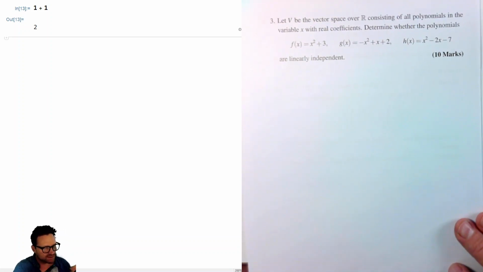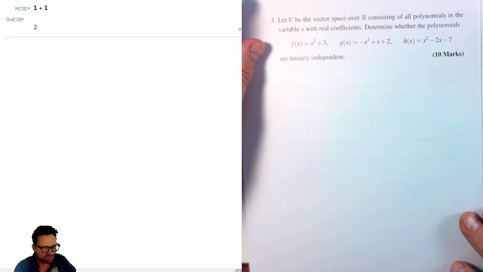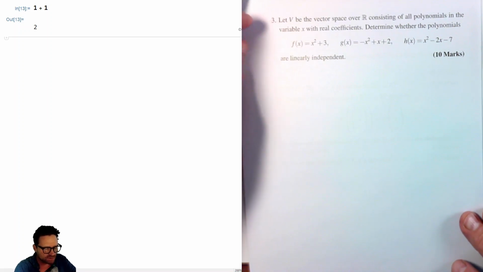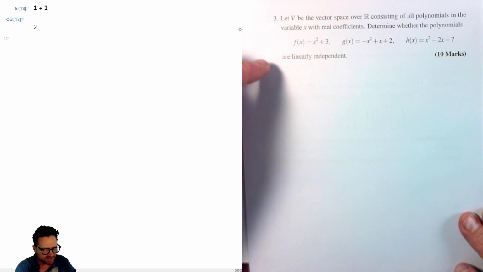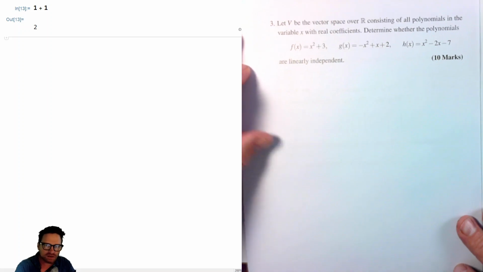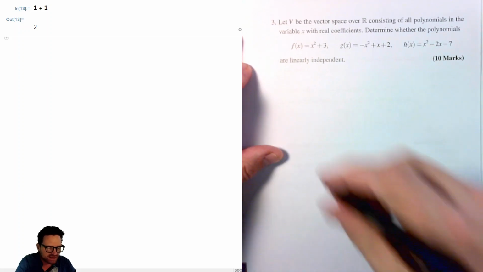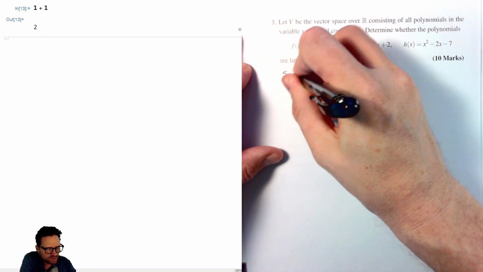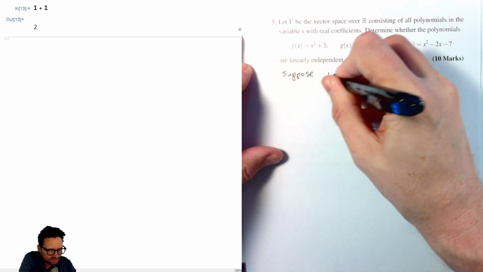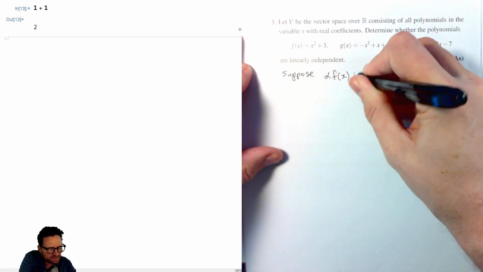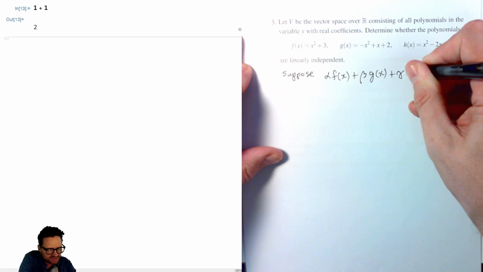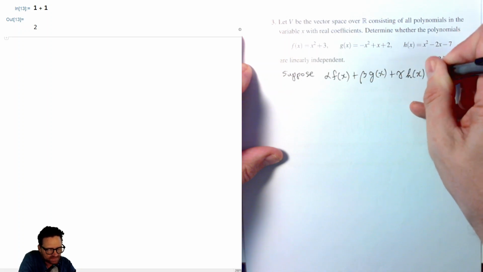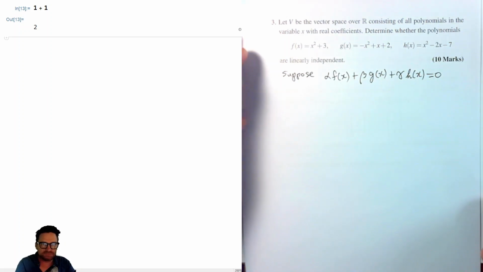Question 3. Let V be the vector space over R consisting of all polynomials in the variable x with real coefficients. Determine whether the polynomials f, g, and h are linearly independent. Okay, so we make the usual setup. We say suppose alpha f plus beta g plus gamma h is the 0 vector.